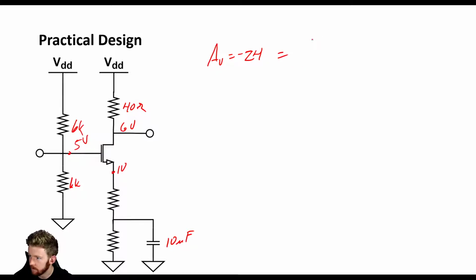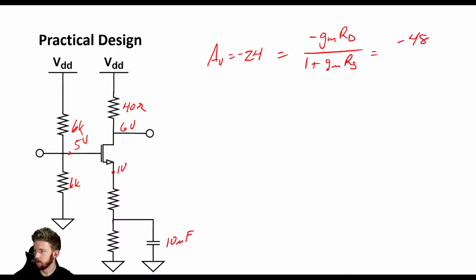Well, the way that we can do that is, remember, it is going to be minus GMRD, which we can't change in this instance, over 1 plus GMRS. So this top is going to be minus 48, and we need GMRS to give us 1. Now, if we take a look in DC world, this capacitor isn't here, so we need these two resistors to add up to be 10. So they need to add up to equal 10.